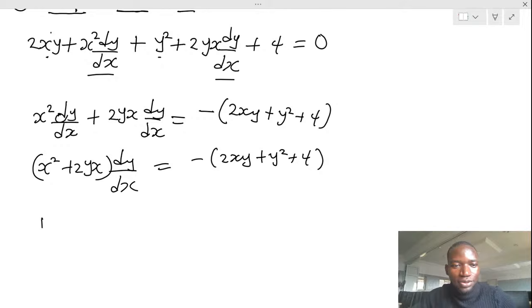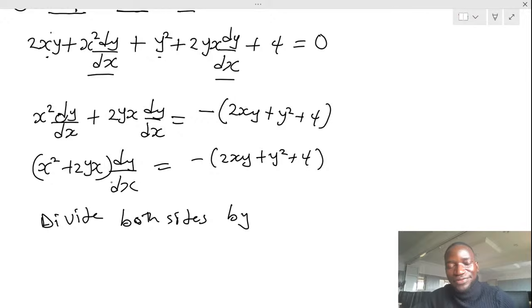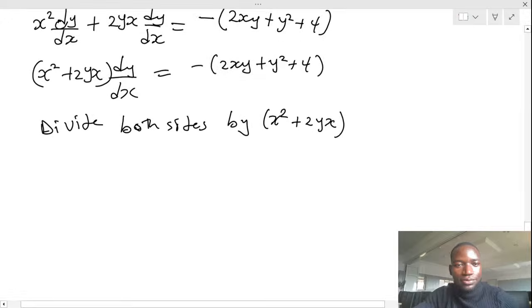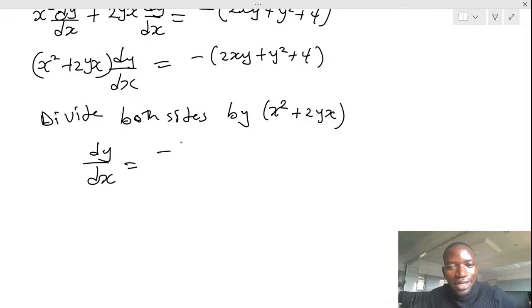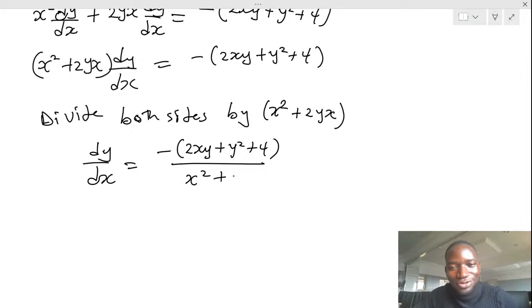Then the next thing is to do what? Divide both sides by the coefficient of dy by the x. That is x squared plus 2yx. Divide both sides by that. So this will now give you dy over the x equal to minus 2xy plus y squared plus 4, everything over x squared plus 2yx or 2xy. I love 2xy, but let's leave it that way. So this is our final answer.